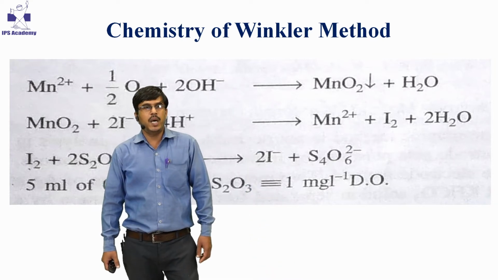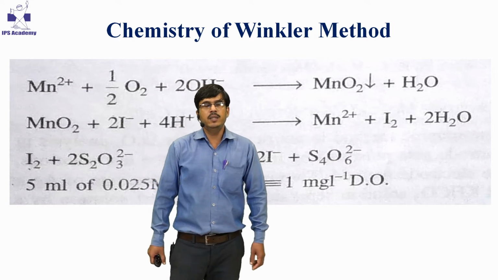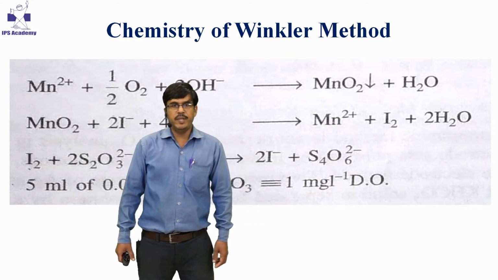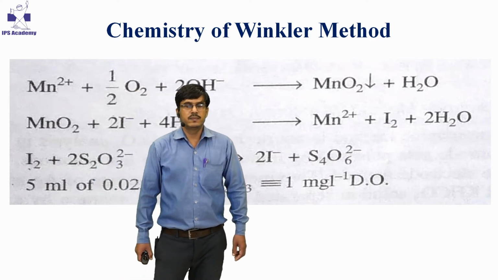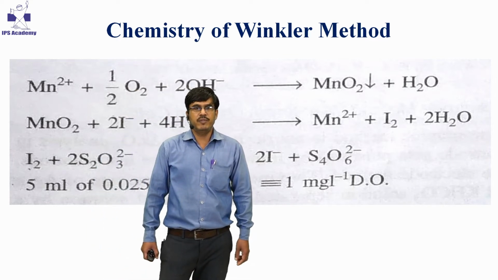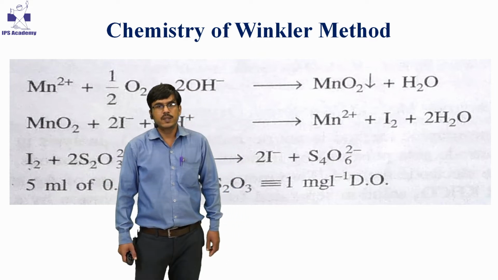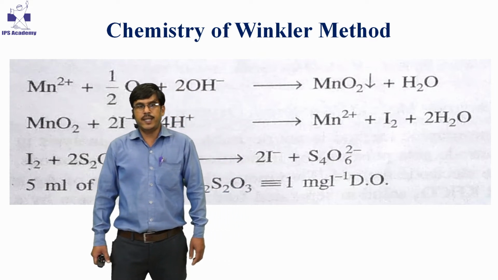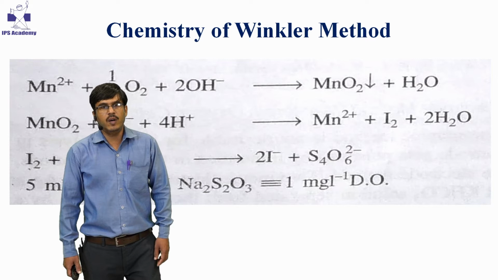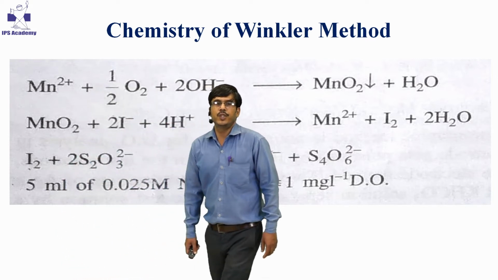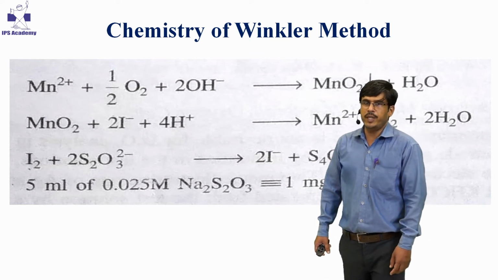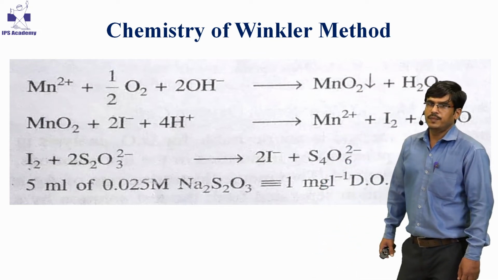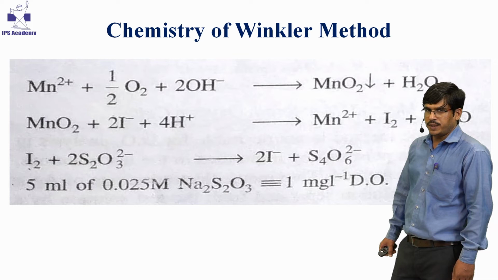The produced iodine is then estimated by titrating the mixture with hypo solution. In this titration, 5 ml of 0.025 N hypo solution will be equivalent to 1 milligram of dissolved oxygen.